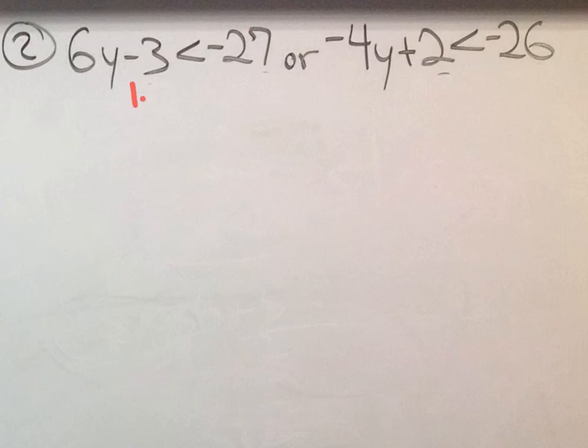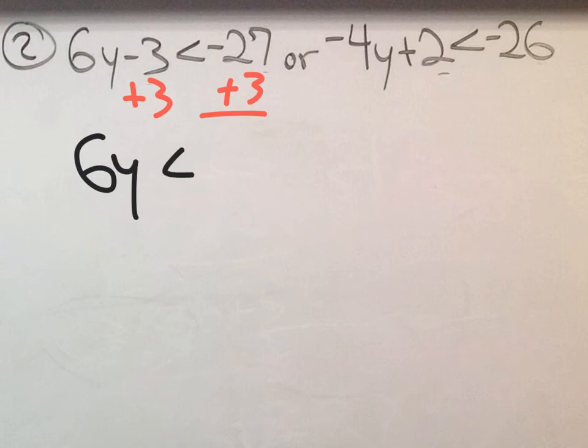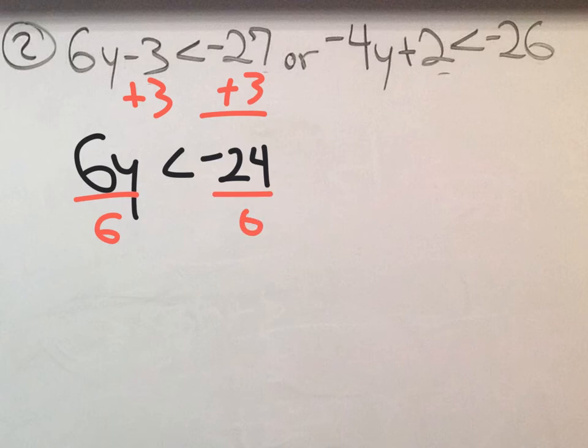So I'm going to add 3. Add 3. I will bring down the 6y, the inequality, and negative 27 plus 3 is negative 24. And for my final step, I divide by 6, and I have y. I do not flip the symbol. I do not change the sign because I did not divide by a negative. And your answer is negative 4. So far we have y is less than negative 4. And that is a part of our answer.